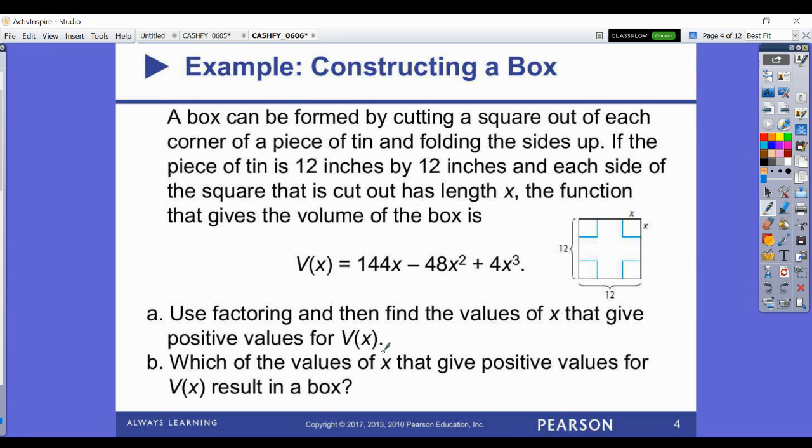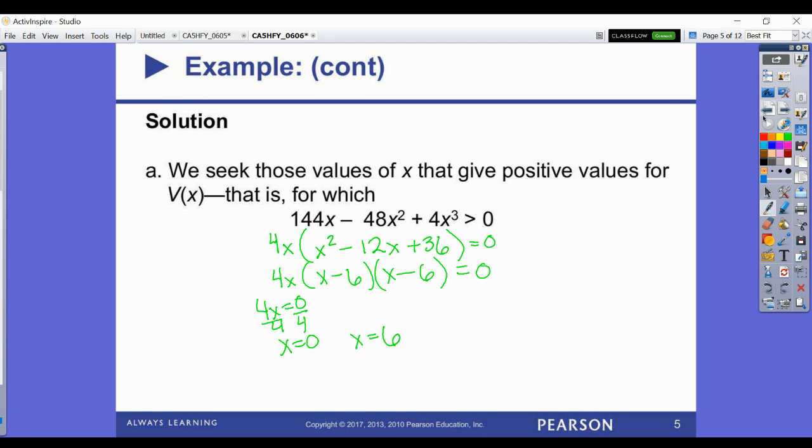The question is, where would I have a positive volume? So these would be where it equals 0. This is where volume would be equal to 0. And I don't want them equal to 0. I want them greater than 0. So now we're going to do this little thing called a sign chart. Here's my sign chart. Put the numbers you got on here, 0 and 6. And those are not solutions because they equal 0.